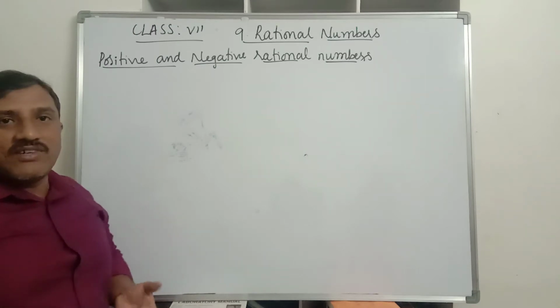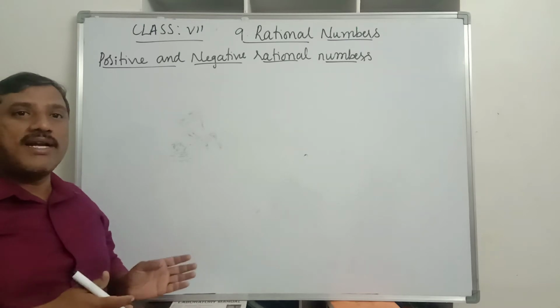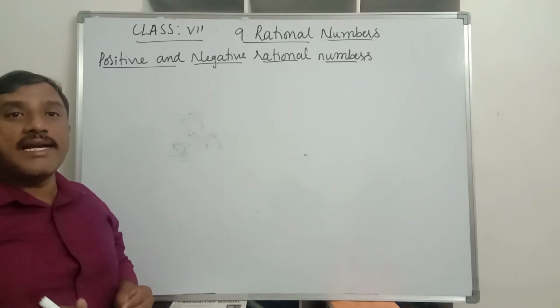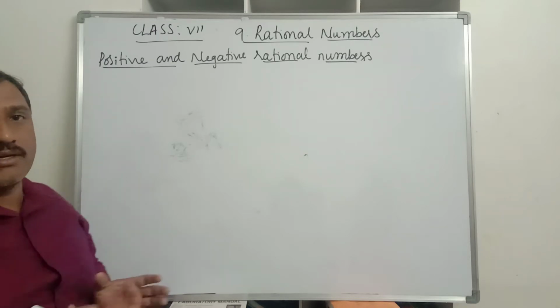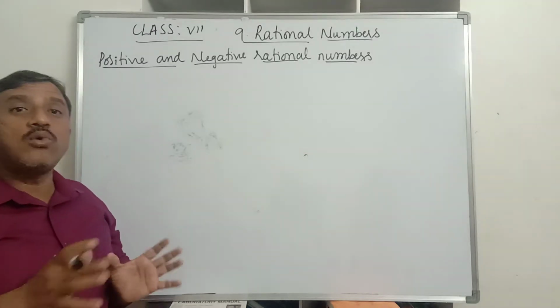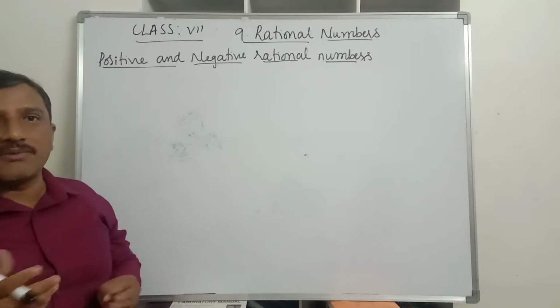In the last class we started rational numbers and we studied what rational numbers are, the need to identify or find rational numbers, how to represent rational numbers on the number line, how to find equivalent rational numbers, and we solved some problems.